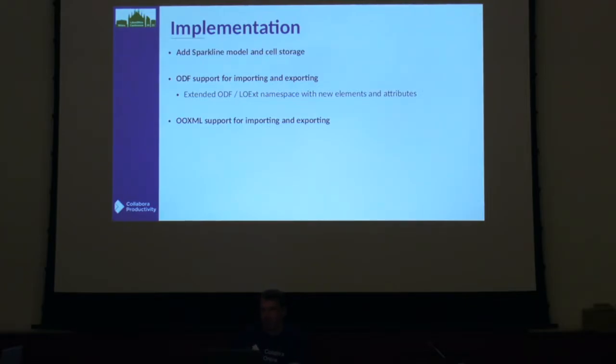About the implementation. When I was implementing this, there were three major tasks. First, add the Sparkline model and how it's stored inside the cells. Then, of course, it's very important to add the ODF support and extend the ODF with new elements and attributes, so they can be exported and imported into the ODF format. And the same for OOXML, the Microsoft format, which should support importing and exporting. Here it is a little bit different because there is already support, so I started with this first and then added the Sparkline model accordingly.